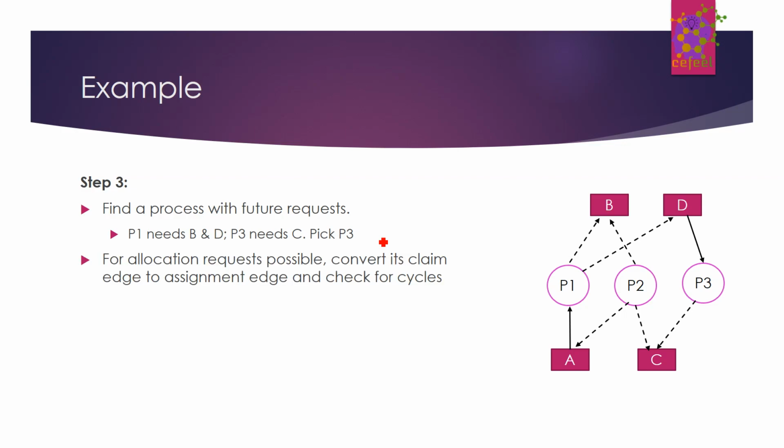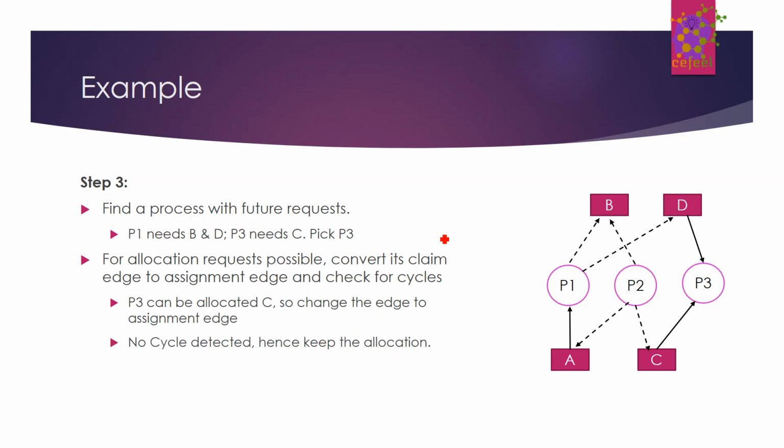And for P3 we only have one edge, which is P3 to C over here, which is the claim edge. We can easily allocate C to P3 because C is free now, it's allocated to nothing else. So we will change that edge to assignment edge, which means we have an edge from C to P3.